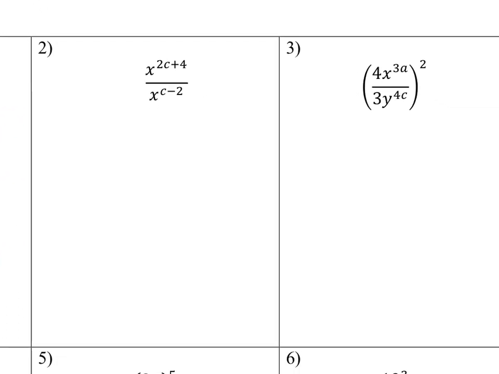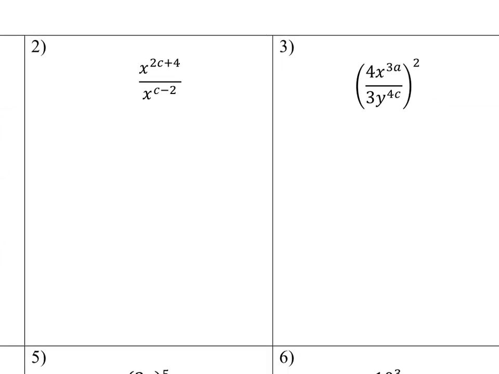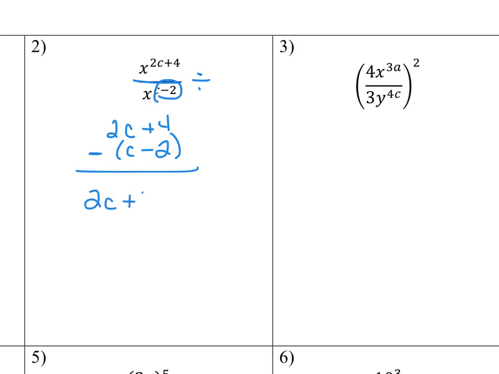Next, I divide here. So remember this line here means division. So when I divide, I subtract exponents. So it's 2c plus 4 minus c minus 2. So it's minus the whole thing. Just remember that. So I always do a keep, change this to addition, but then change the signs of both of these. So it becomes minus c and a positive 2.